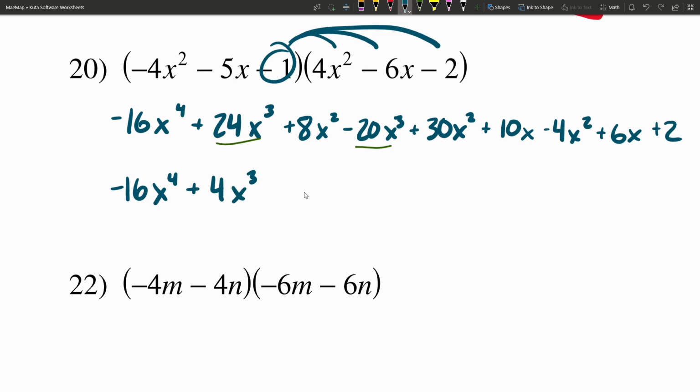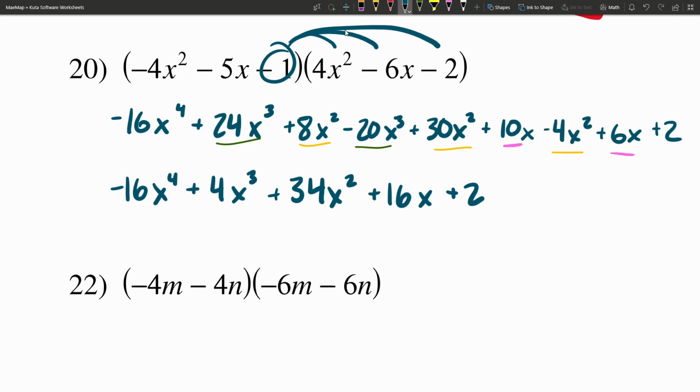Then we'll move on to our x squareds, where I have an 8x squared plus the 30x squared, which is the 38x squared, but then I'm subtracting a 4x squared, so that's going to be a positive 34x squared. Then I have a 10x and a 6x. Those can be combined together to give me 16x. And then lastly, my lone constant of 2.